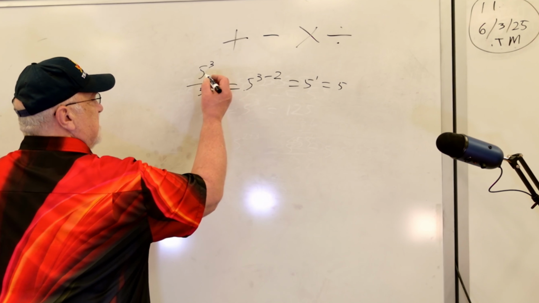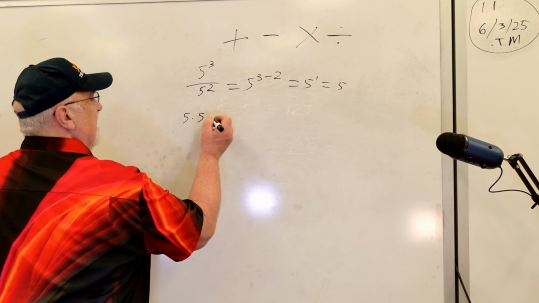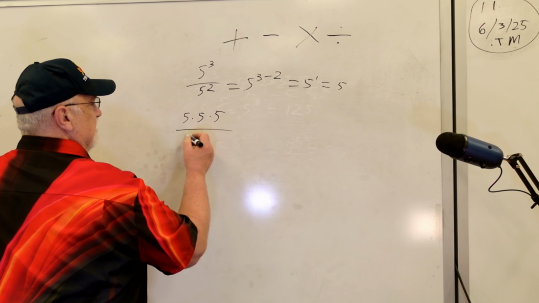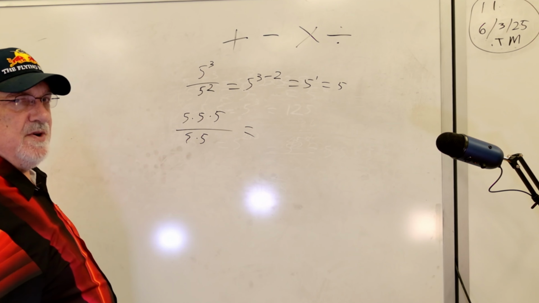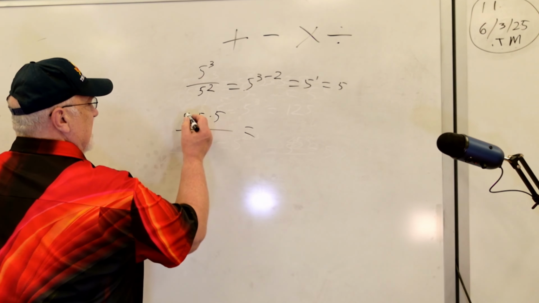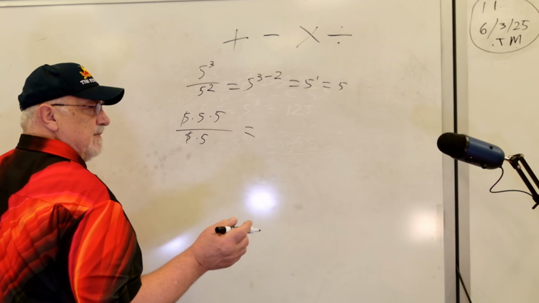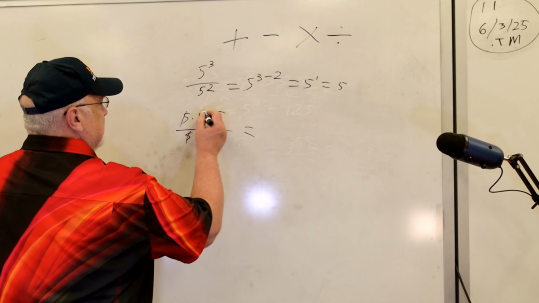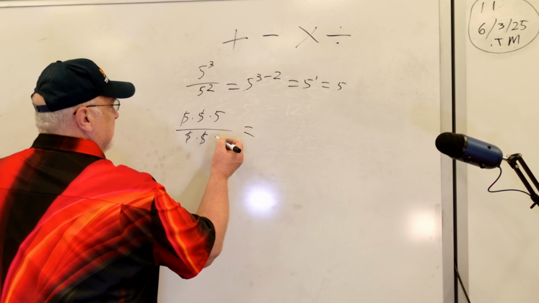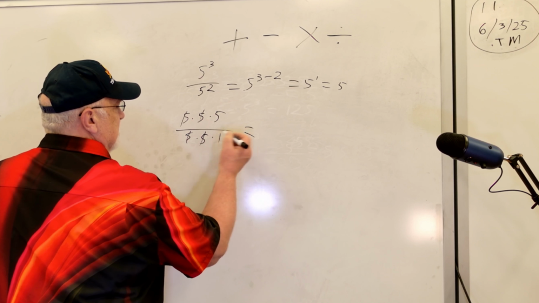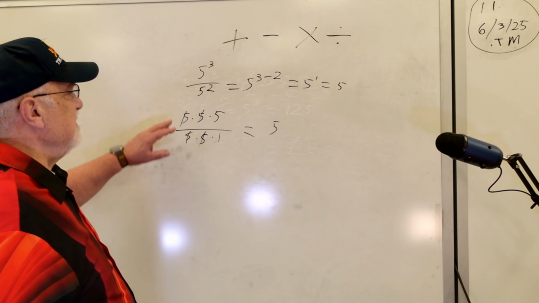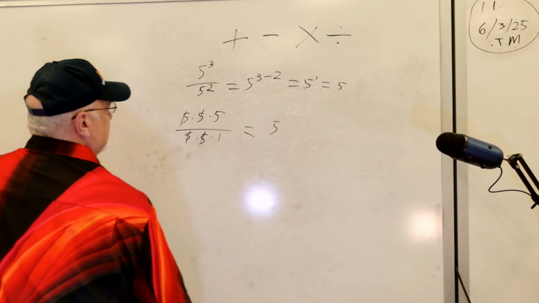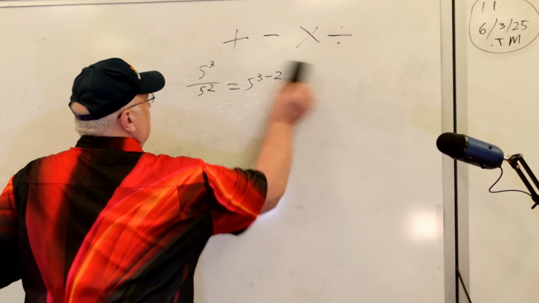Sure. Let's rewrite. 5 times 5 times 5 is on top, and then 5 times 5 is on bottom. And so you can cancel out. These cancel out and become 1. And when you multiply times 1, it just goes away. These cancel out and become 1. And this 5 is all that's left over 1. Sure. It's just plain old 5, which is what we got up there. So that's why you can subtract the exponents when you are dividing.